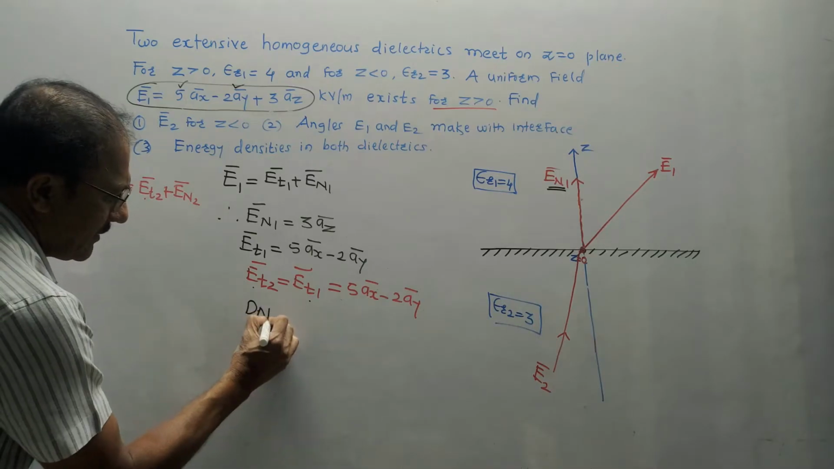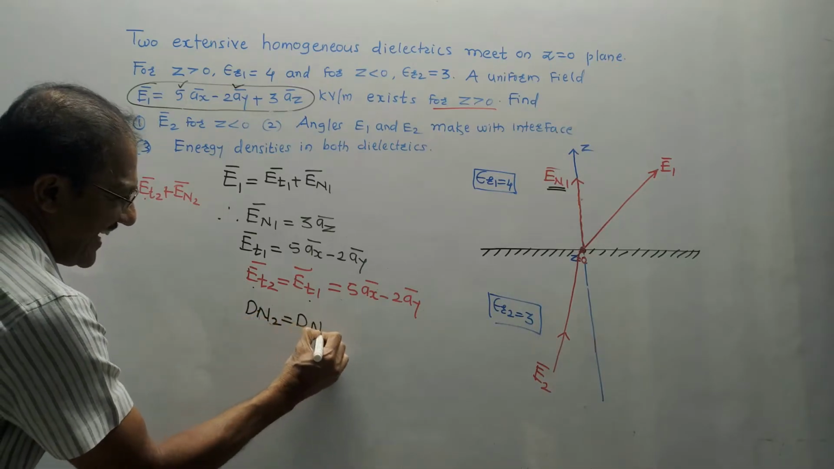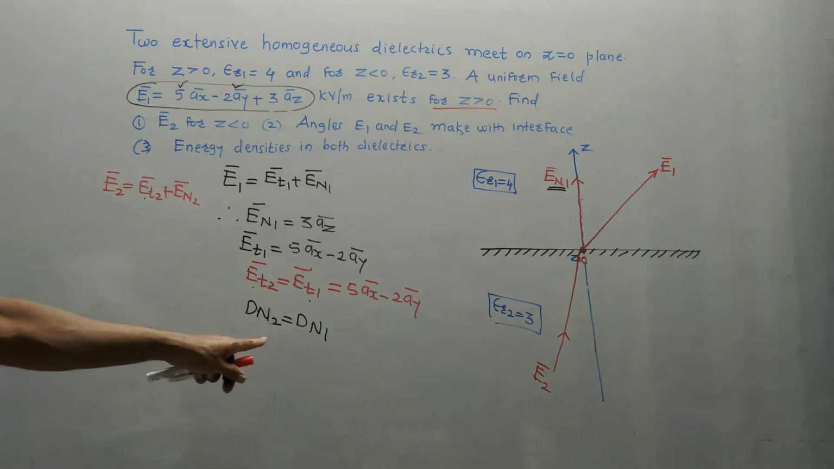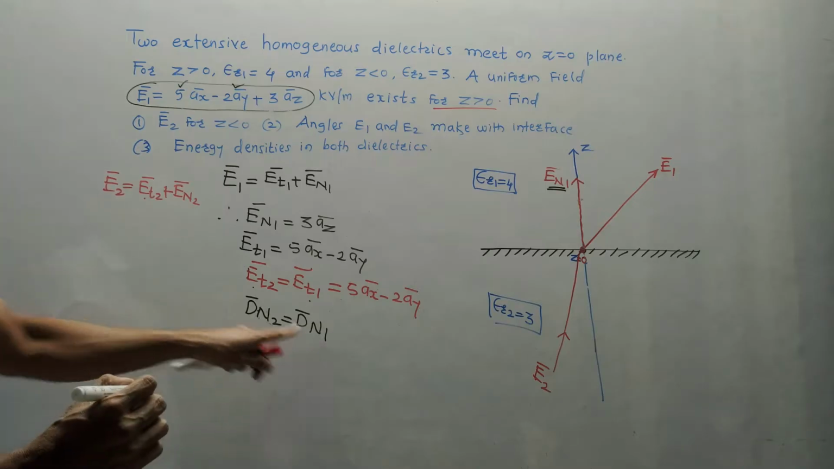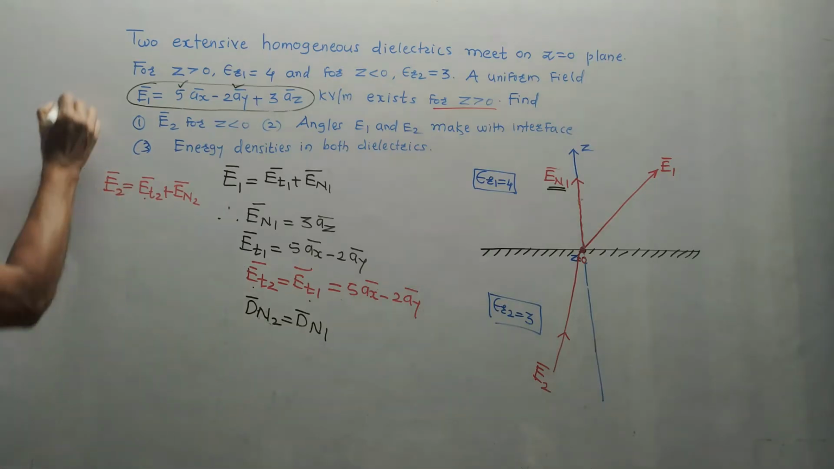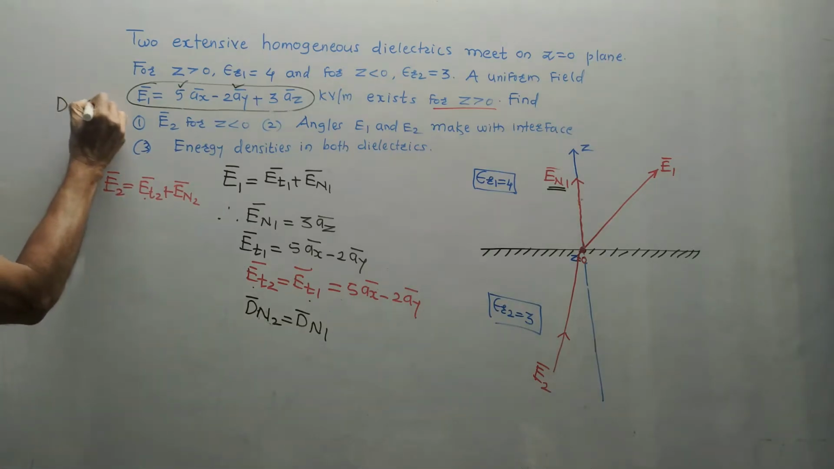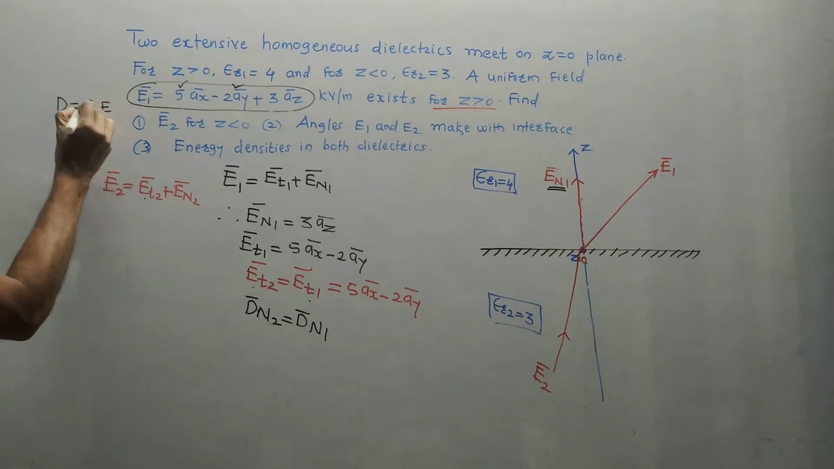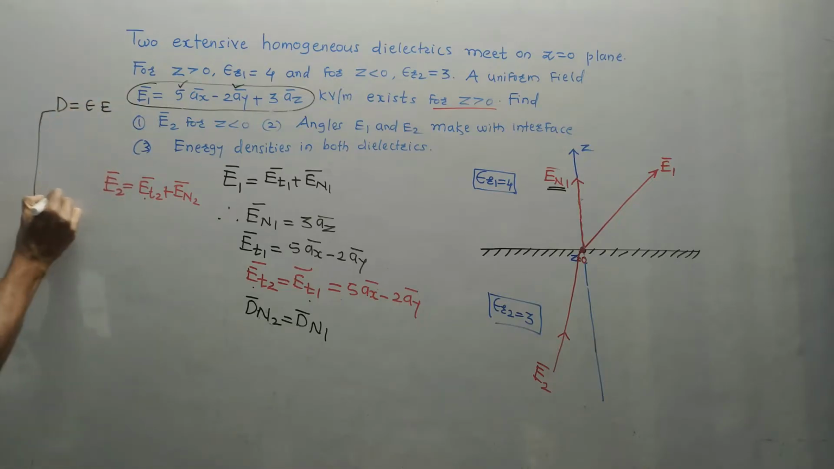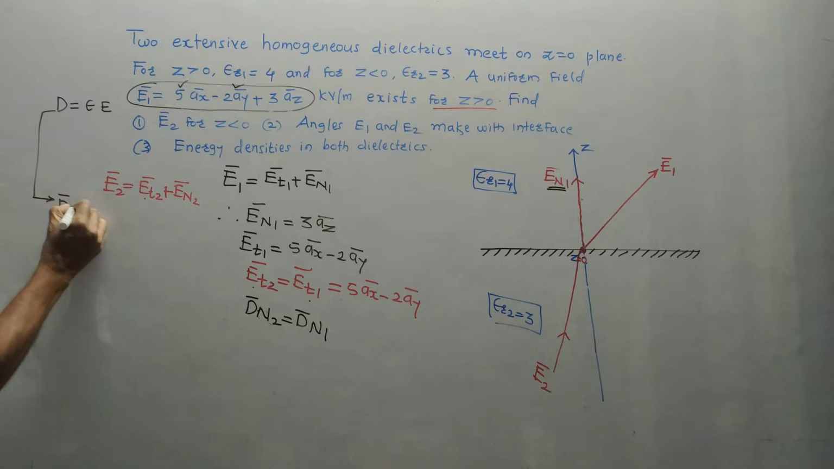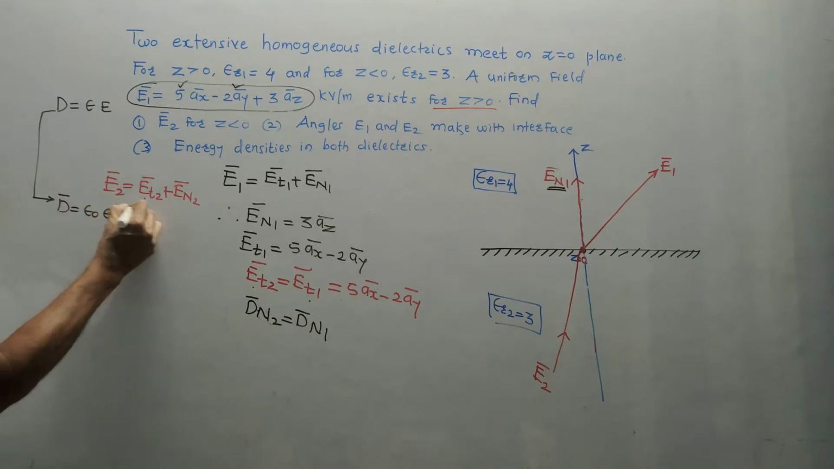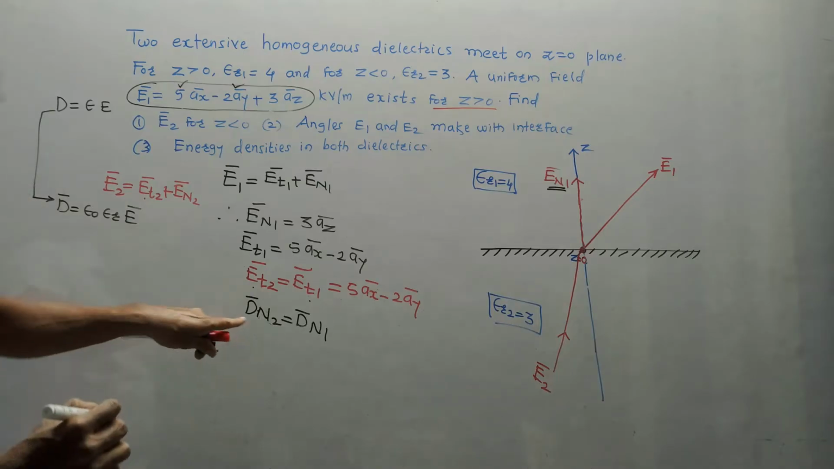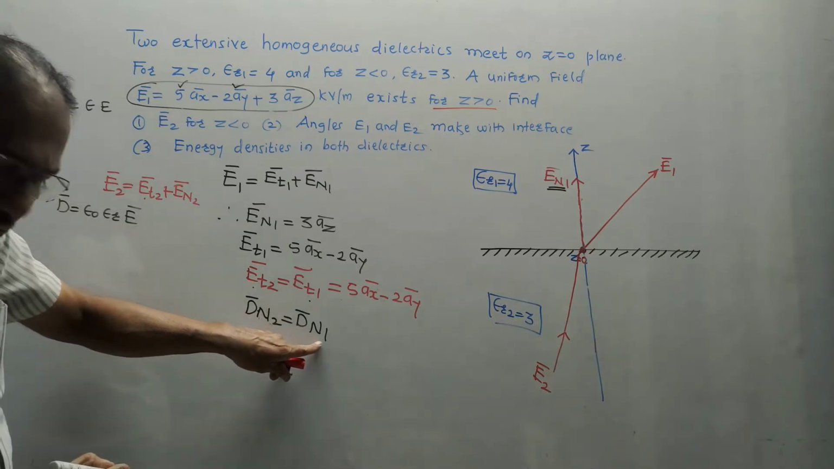dN2 bar is equal to dN1 bar. This is again the second boundary condition. Now, recall the basic equation. The basic formula is D equals epsilon into E, or in a more generalized form, we can write D bar is epsilon 0 epsilon r into E bar. So dN1 bar is equal to dN2 bar.